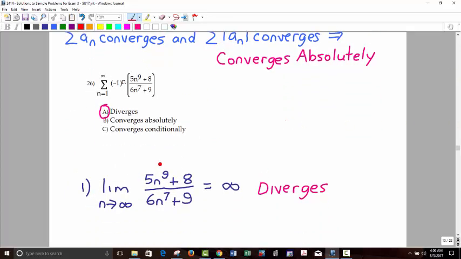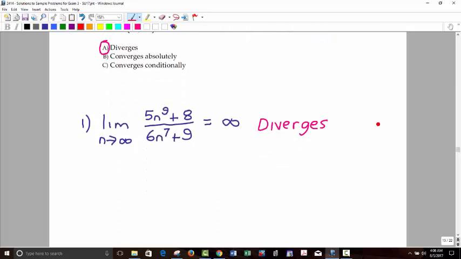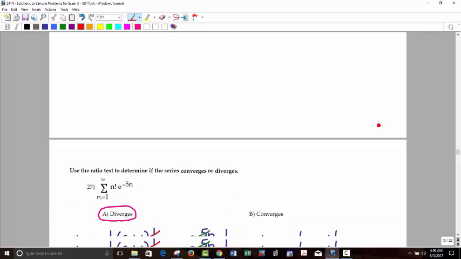Okay, you do the alternating series test, game over, because that goes to infinity. It did not go to 0. Anything other than 0 diverges, so it diverges. You don't have to even go to the next step. That's it. So that was quick.